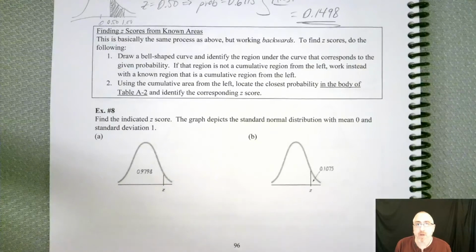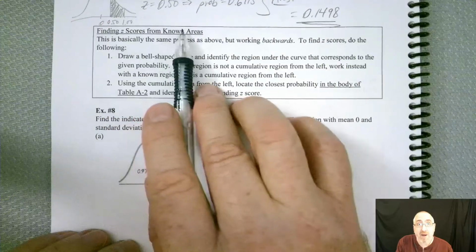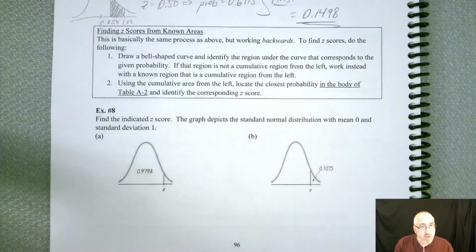Welcome back. So now that we have an understanding of how to find probabilities from specific z-scores on a standard normal distribution, we're going to reverse that and look the other direction. So we're going to try to find z-scores based on areas, aka probabilities. So we're reversing this whole process.